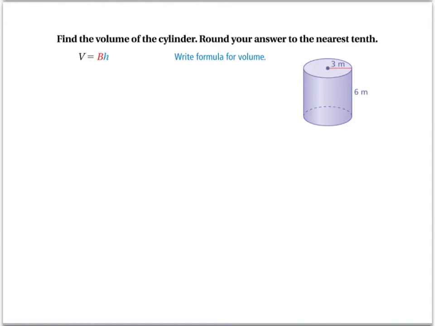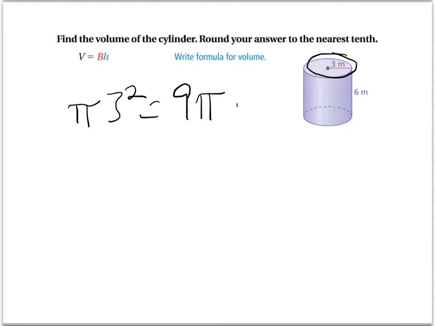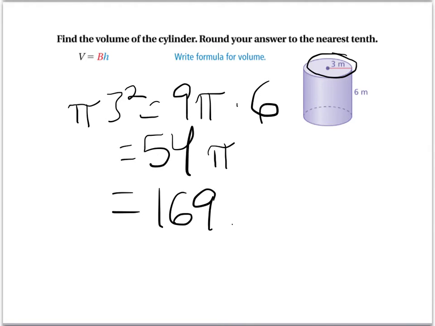If we take a look at this figure, obviously it's a cylinder. We need to find the area of first the circle, so it's pi times 3 squared. So 3 squared is 9, so I'm looking at 9 pi, and I multiply that by 6. 9 times 6 is 54, so 54 times 3.14 is 169.6 cubic meters. Remember, we're talking about volume, so our label has to be cubic. We're not talking about squared anymore, we're talking about cubic, so 169.6 meters cubed.